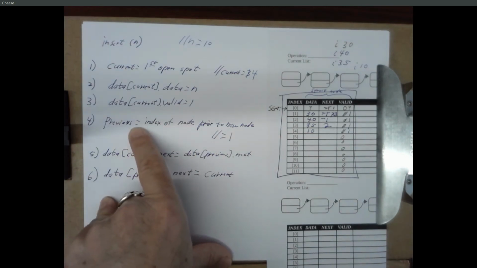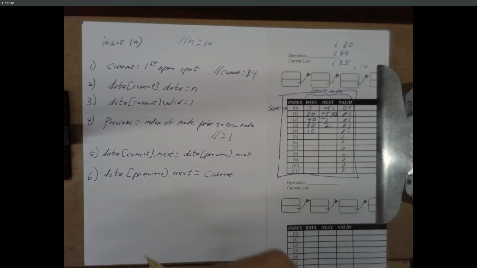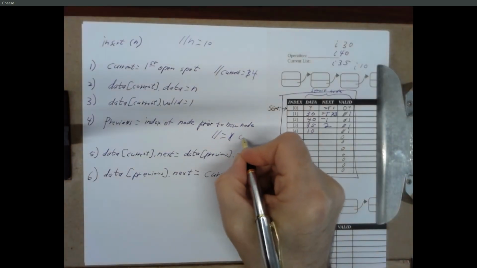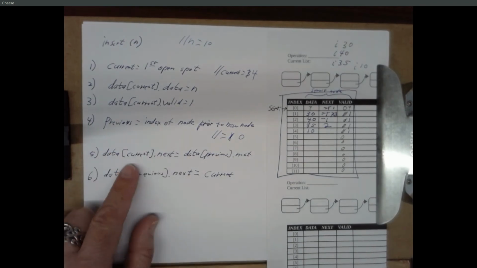And then set previous equal to the index of the node prior to the new node. Okay, so this is a little trickier. What's the index of the node that's supposed to come prior to our node 10? It's the Sentinel node. This is where the Sentinel comes to our rescue. The previous value should actually be index 0. And now we just do these last two steps.